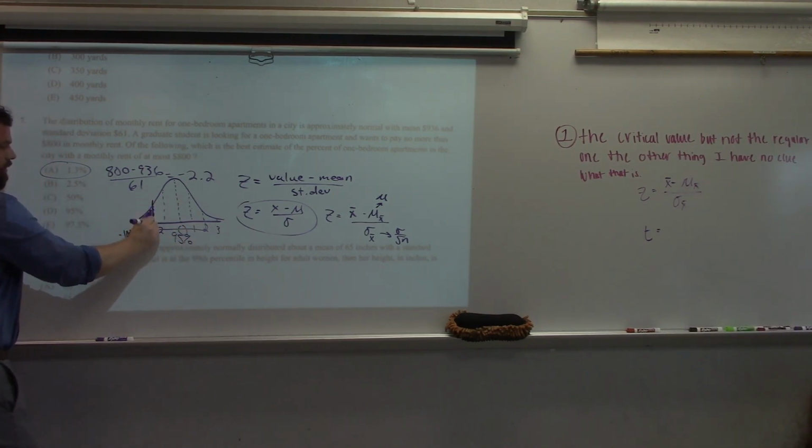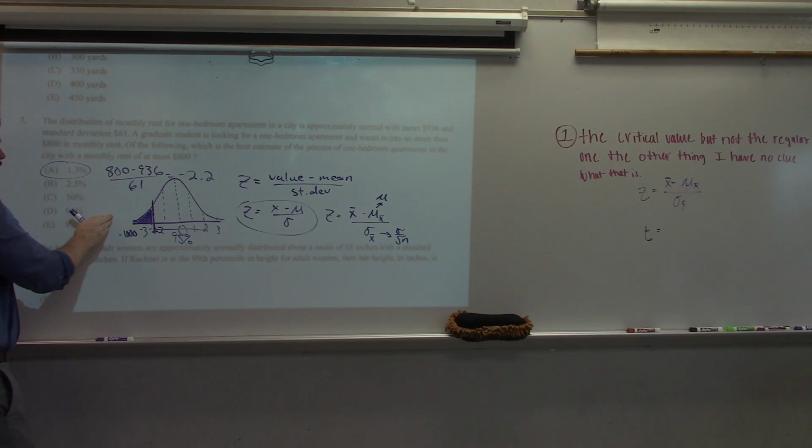95%. So what's below 2 below? 2.5%. But we don't even have that full 2.5%. So what was the only answer possible?